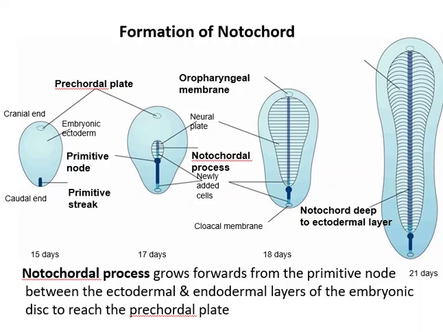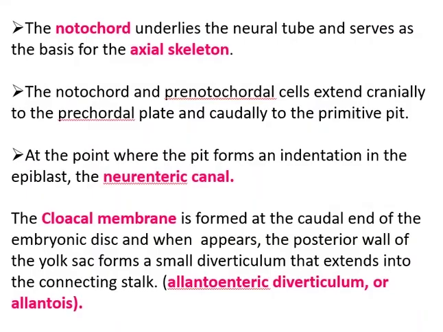So the notochordal process grows forward from the primitive node, as I mentioned, between ectoderm and endoderm, as well as it reaches the precordal plate, or the area of the buccopharyngeal membrane. So the notochord underlies the neural tube and serves as the basis of the axial skeleton. Also, notochord and pre-notochordal cells extend cranially to the precordal plate and caudally to the primitive pit, and this is the extension of the notochord.